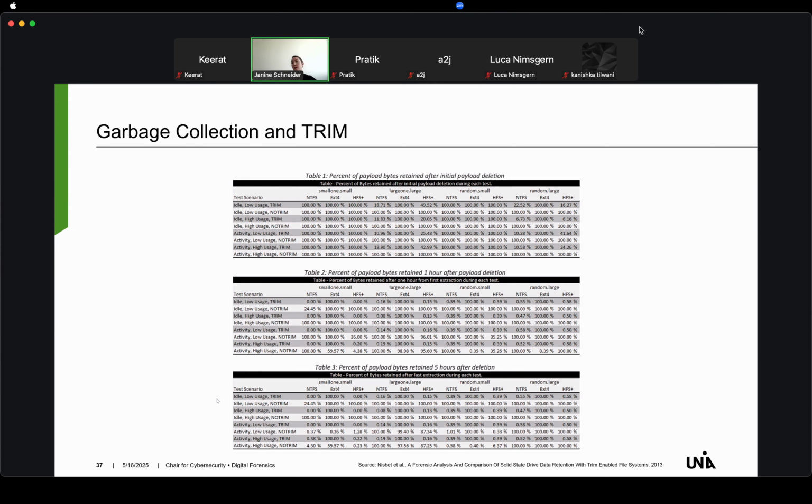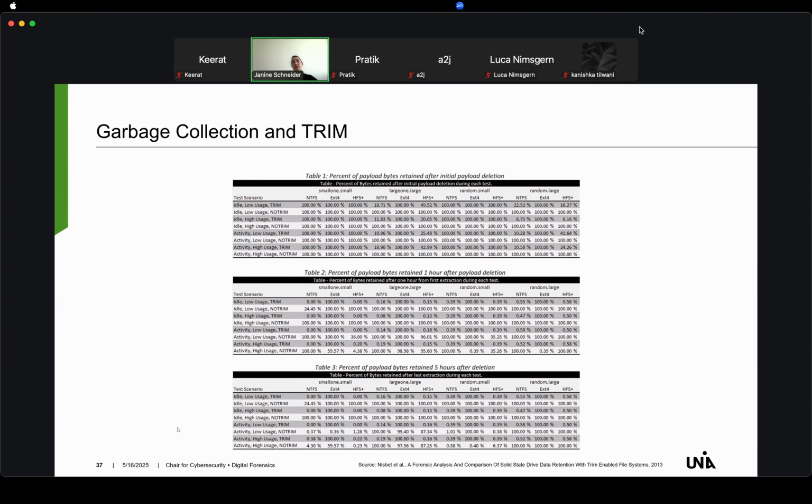And for example, to figure out what happens if garbage collection, okay, you cannot get rid of garbage collection, but you can shut down trim, for example. And in this experiment, for example, Nisbet et al. tried to figure out how much time it takes for trim to actually communicate to the SSDs which data blocks are not used anymore, and for the SSD to actually get rid of them.